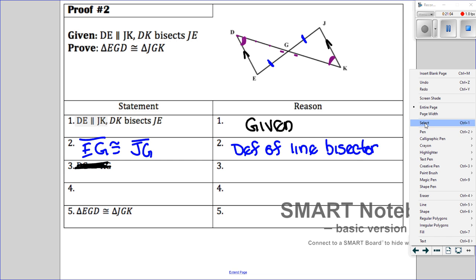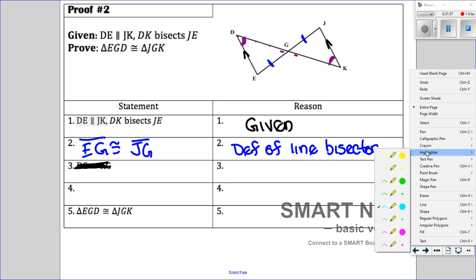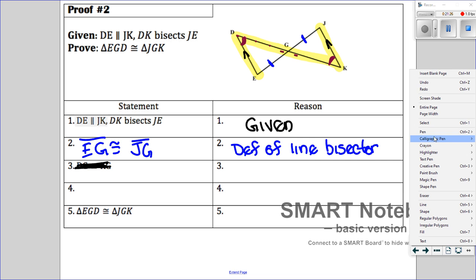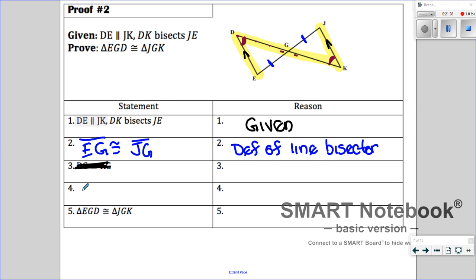I'm going to show the Z. Anytime you see highlighter, I'm going to put that in yellow. When you have a parallel line, and then you have the transversal, and then you have the other line, it forms a Z. Inside the Z, the bottom and top form alternate interior angles. So with purple, I'm going to put angle D is congruent to angle K, because of the definition of alternate interior angles. I'll just put alternate interior. Okay, so I have that angle.